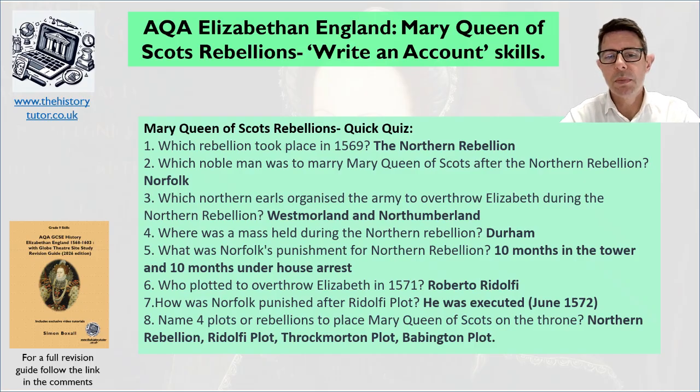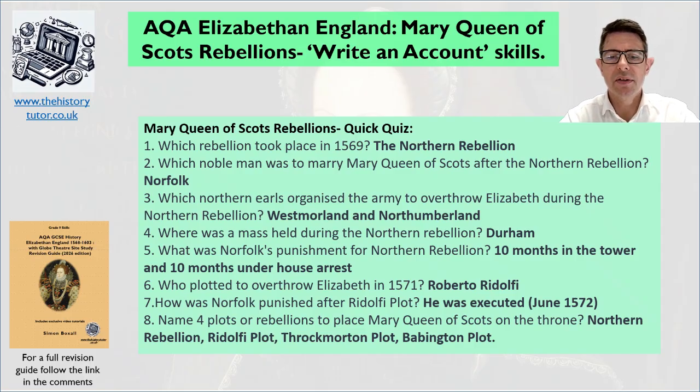Question number 6, who plotted to overthrow Elizabeth in 1571? You've got Ridolfi. So we've had the papal bull in 1570 to excommunicate Elizabeth and make it the duty of Catholics to remove Elizabeth. So Ridolfi makes his plot to overthrow Elizabeth, have her killed, and put Norfolk on the throne, but it fails. He's caught by the spy system. And of course, Norfolk was punished for the Ridolfi plot by being executed. He was involved in it.